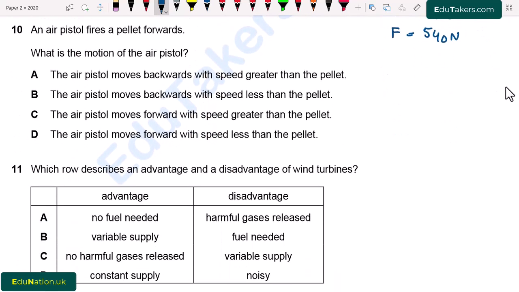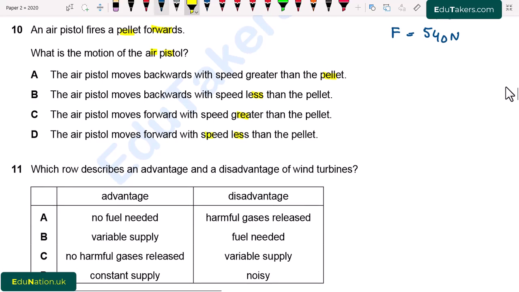Question number 10. An air pistol fires a pellet forwards. What is the motion of the air pistol? MCQs: A. The air pistol moves backward with a speed greater than the pellet. B. The air pistol moves backward with a speed less than the pellet. C. The air pistol moves forward with a speed greater than the pellet. And D. The air pistol moves forward with a speed less than the pellet.